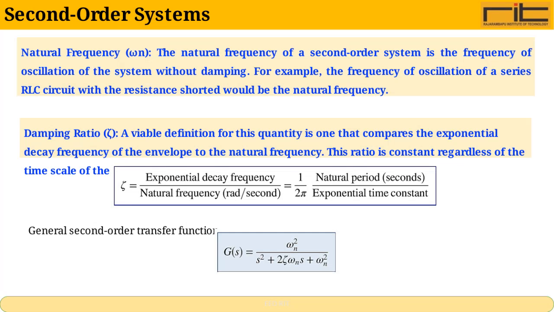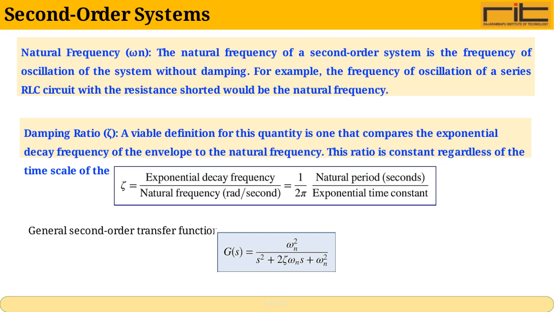Now, let's talk about second-order systems, which are fundamental in understanding many dynamic behaviors. First, we have the natural frequency, denoted as omega n. This is essentially the frequency at which the system oscillates when there is no damping at all. Imagine a series RLC circuit where the resistance is shorted out. The frequency at which it naturally oscillates is its natural frequency.